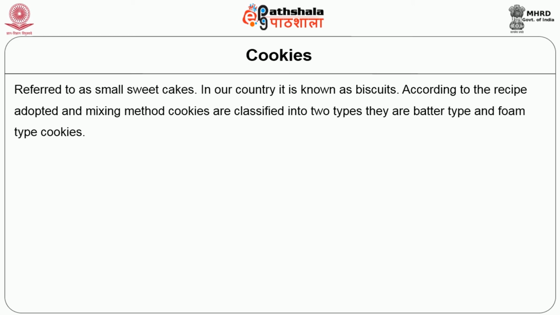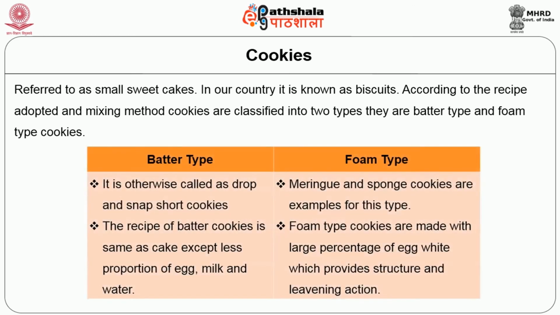According to the recipe adopted and different mixing methods, cookies are classified into 2 types. They are batter type and foam type cookies. Batter type is otherwise called drop and snapshot cookies. The recipe of batter cookies is the same as that of cake, except a smaller proportion of egg, milk and water is added. Foam type cookies, meringues and sponge cookies are examples of this type. Foam type cookies are made with a large percent of egg white, which provides structure and leavening action.